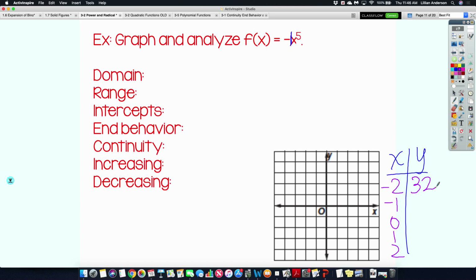When I plug in -1, what's the corresponding y? It's a positive 1. When I plug in 0? When I plug in 1? Negative 1. You do 1 to the 5th power, then you make it negative. And then when you plug in positive 2? And that's how you end up getting this cubic looking function where that one's all the way up here and that one's all the way out my screen.